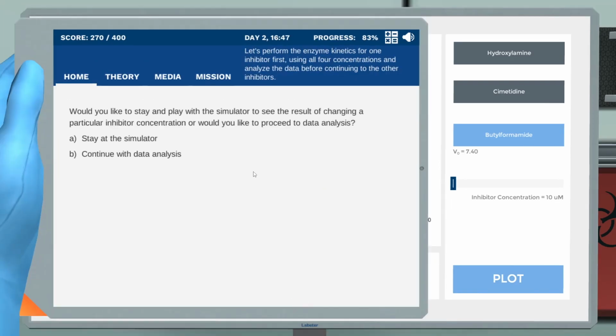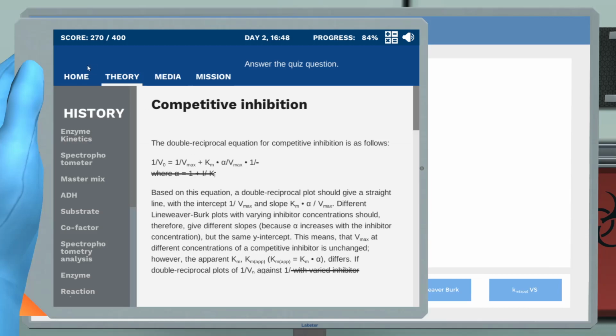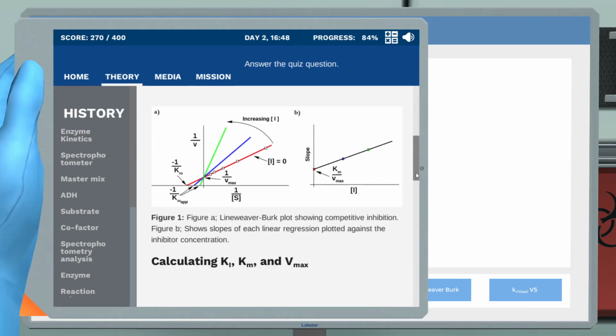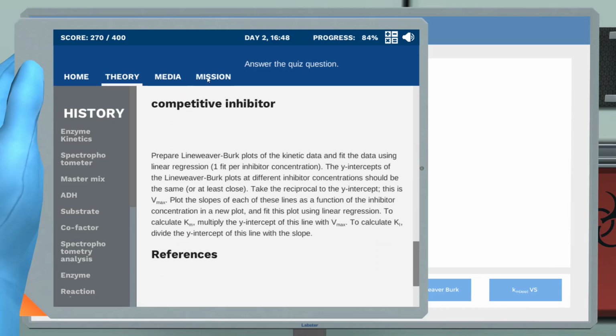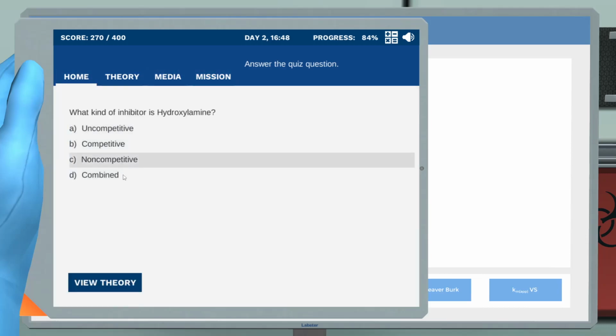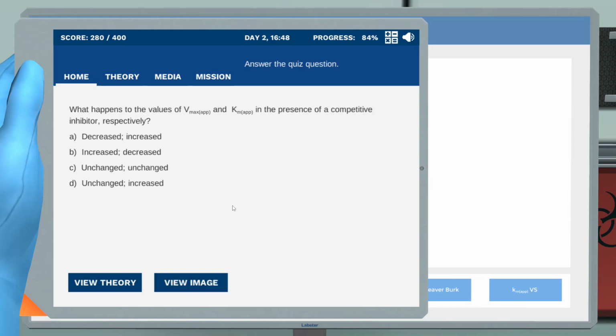Would you like to stay and play with the simulator to see the result? What kind of inhibitor is hydroxylamine? Great work. Hydroxylamine is indeed a competitive inhibitor for the enzyme alcohol dehydrogenase. What happens to the values of Vmax and Km in the presence of a competitive inhibitor, respectively?